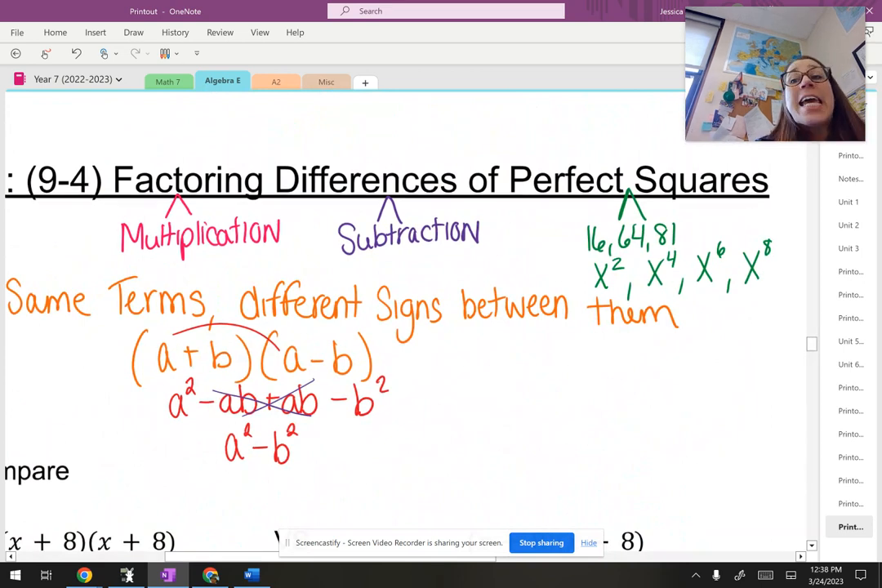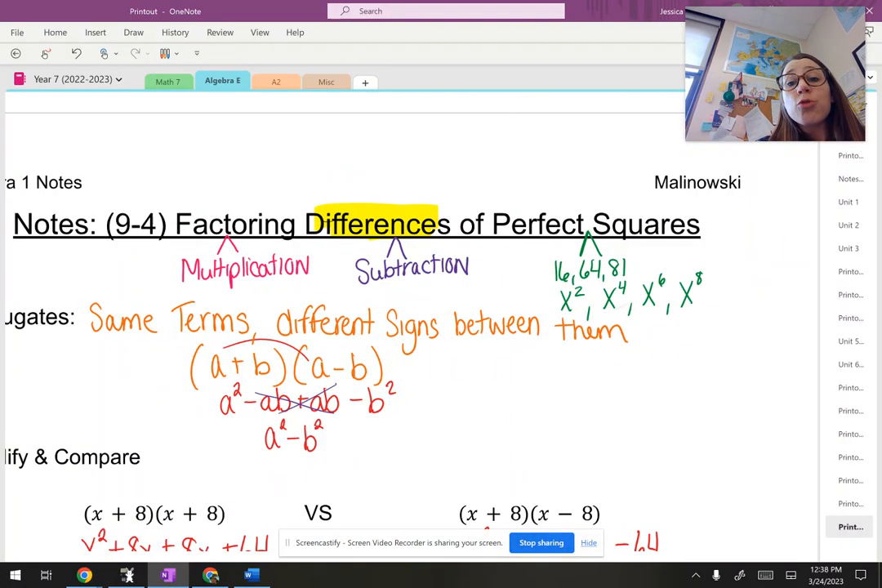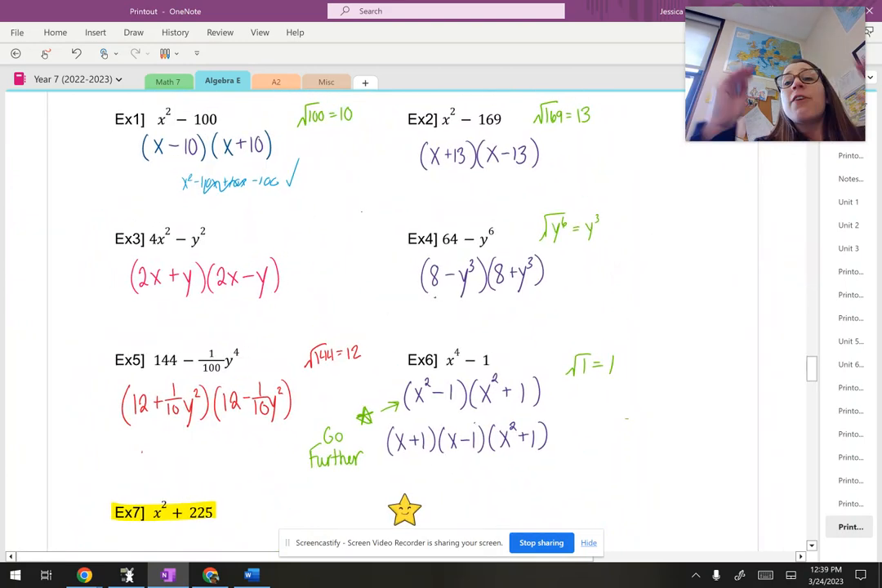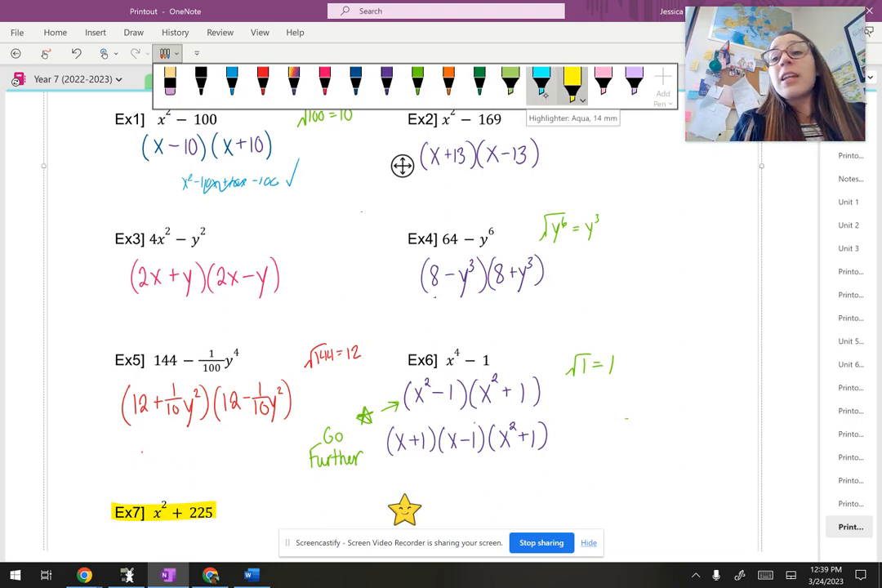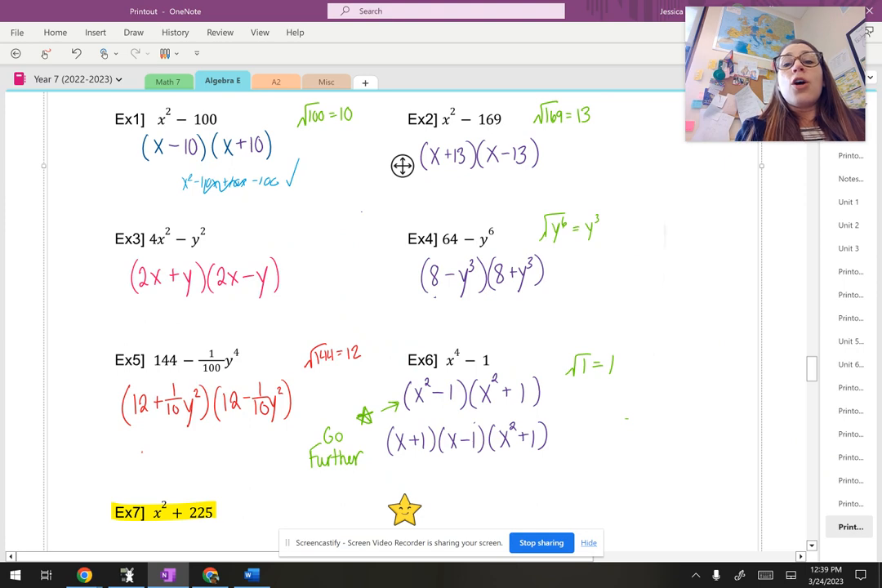I'm going to point and highlight back to the title of today's notes, which were factoring, keyword, differences. Differences meaning what operation? Yes, subtraction. Notice what made example 7 different than every other example.